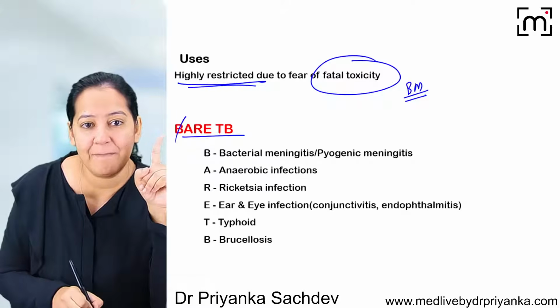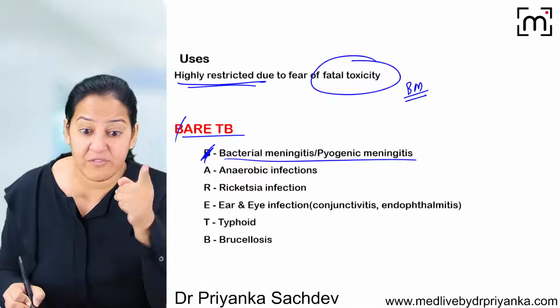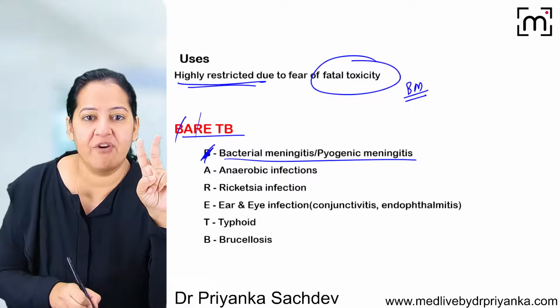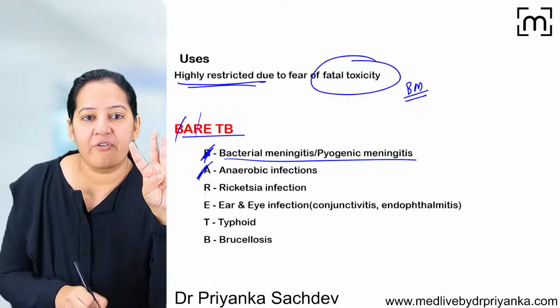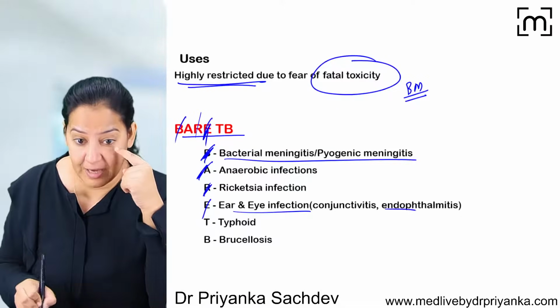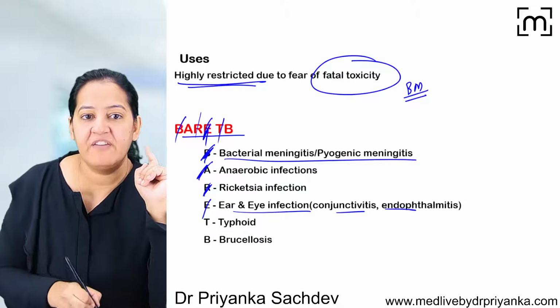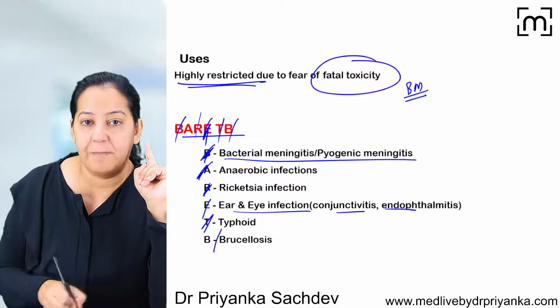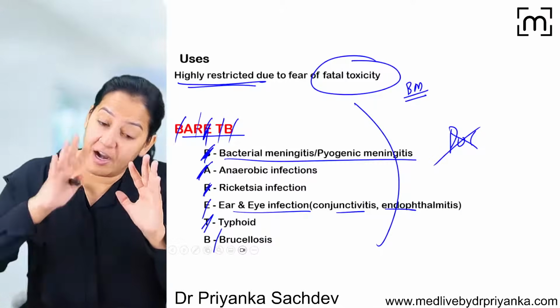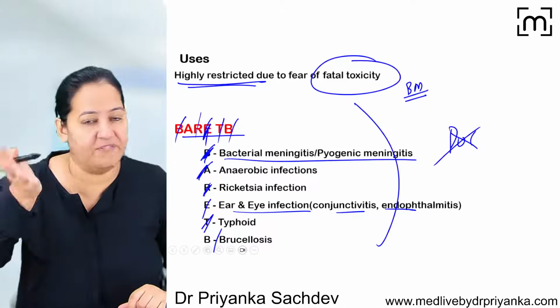B for bacterial meningitis or pyogenic meningitis if it's not responding to other drugs. This is not drug of choice. A for anaerobic infection. R for rickettsia. E for ear and eye infection, that is endophthalmitis and conjunctivitis. T for typhoid and B for brucella. But it is not drug of choice in any of them. We give different drugs. If they are non-functional, if they are not working, then we will give this.